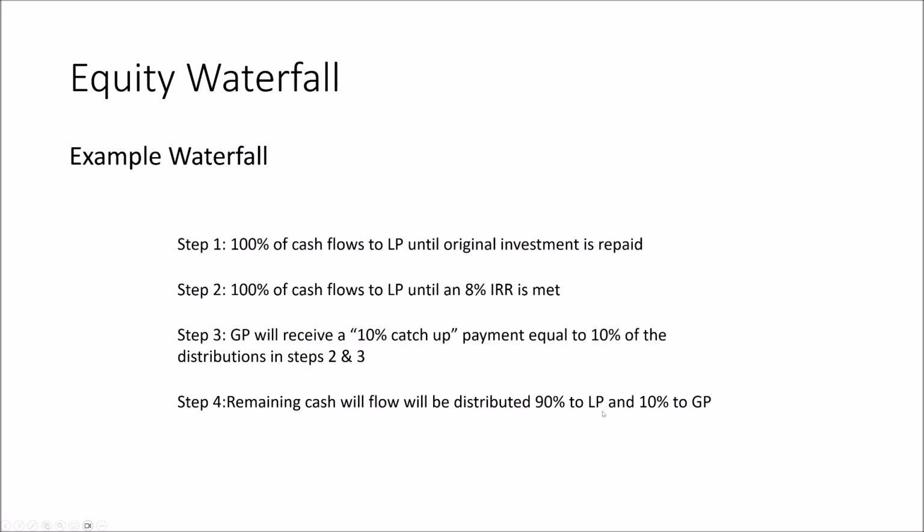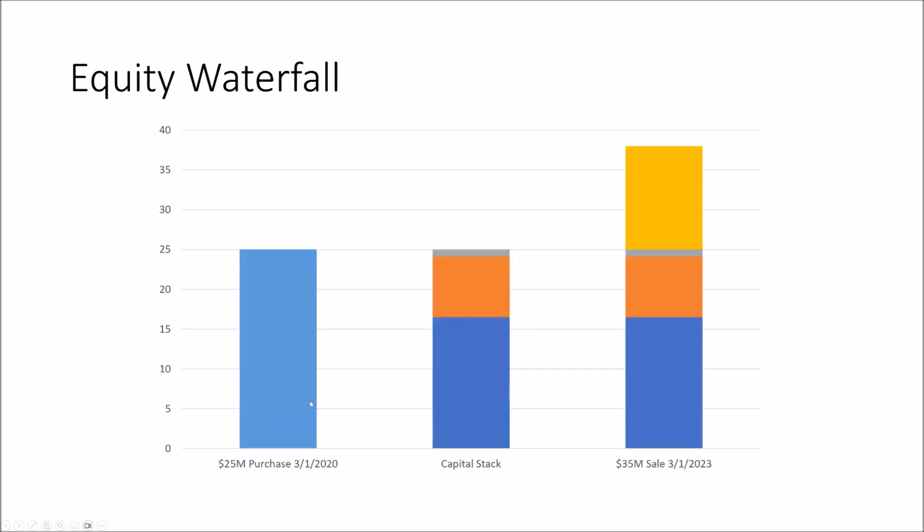Again, this could be different if you've got a GP that's coming in with more cash. You could also have further steps from here, let's say a second IRR of 16% or 20% is met, and then a step 5 where maybe the GP starts to get even more. But for our basic waterfall, we'll just stop here to keep it simple. So this is the deal we'll be working with.